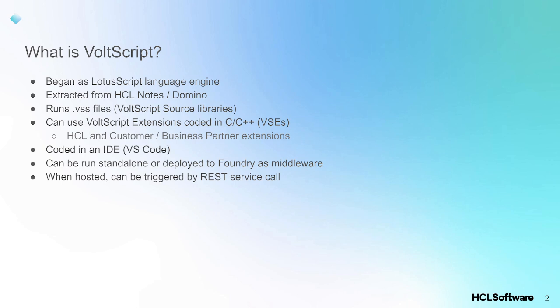The VoltScript engine runs VSS files or VoltScript source libraries. These are simply text files that contain your VoltScript code. VoltScript functionality can be extended through the use of VoltScript extensions or VSEs. These are compiled files written in C, C++ by either HCL or business partners. VoltScript is coded in an IDE, and our IDE of choice happens to be Visual Studio Code. VoltScript can be run standalone from the command line, or it can be deployed to a Voltimix Foundry server as middleware. When hosted on Foundry, it can be triggered by a REST service call.